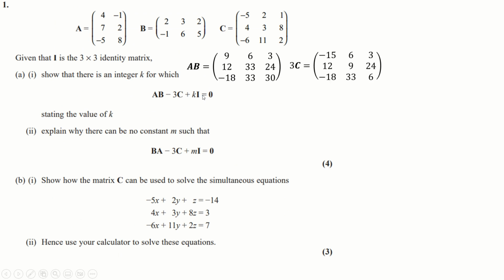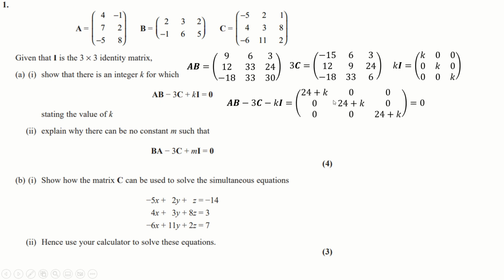KI, I is just the identity matrix, so KI looks like this. You're aiming to do this minus this plus this, which equals this, I believe. Notice how all these numbers just end up either cancelling or making 24s, which is quite nice. And of course, to make this 0, you need k to be minus 24, and we're done.